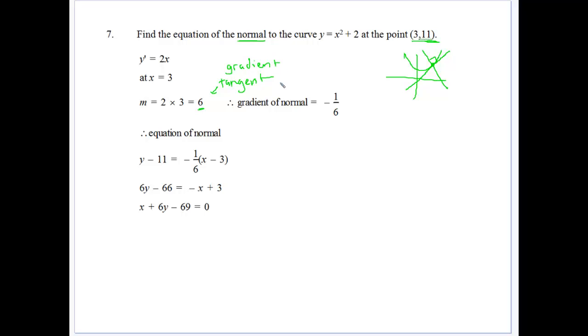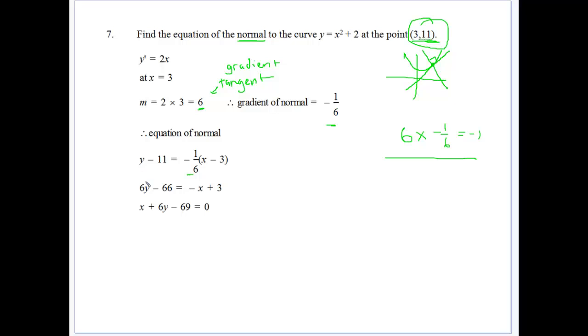Now, the normal is perpendicular to the tangent, which means the gradient of our normal would be the negative reciprocal. Remember, 6 times minus 1 on 6 would equal minus 1, and that's what we need for perpendicular lines. So for the equation of our normal, we're still going to use that point (3, 11). We use that point, but our gradient would be minus 1/6. If we were finding the equation of the tangent, we'd have positive 6 in there. The equation of the normal has a gradient of minus 1/6.